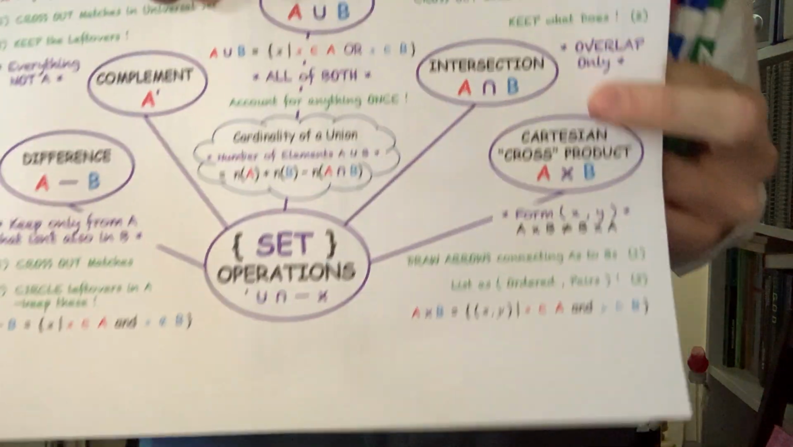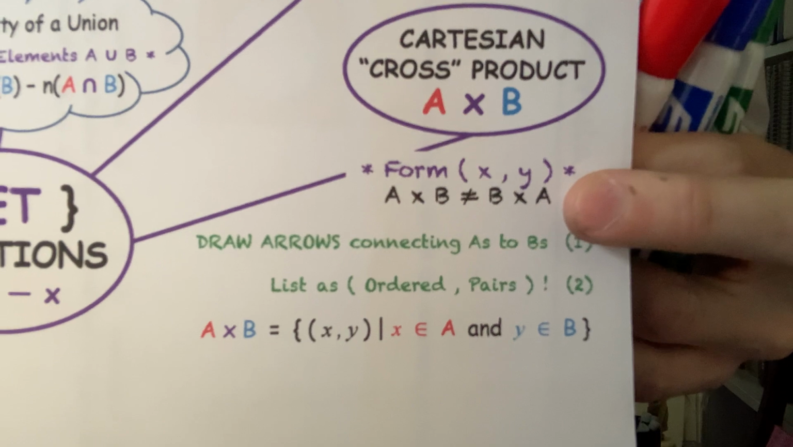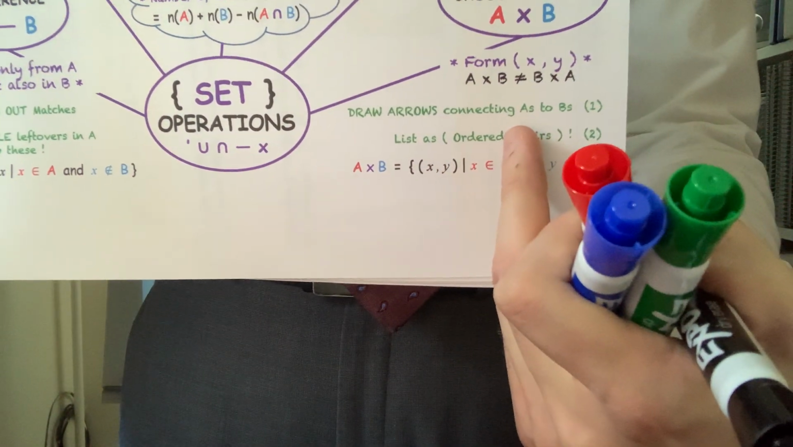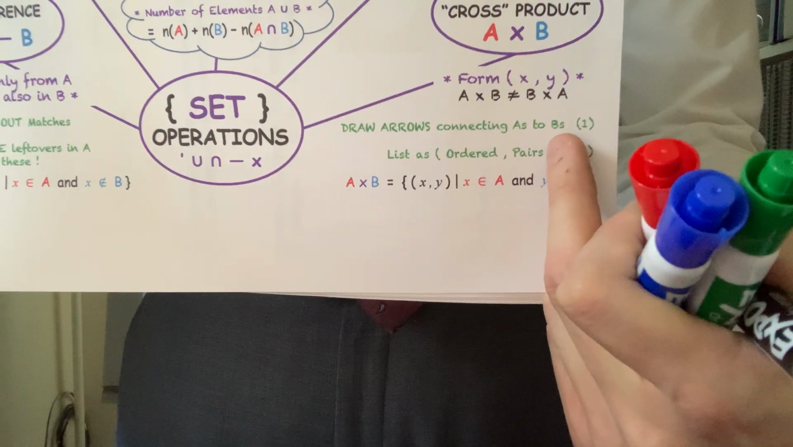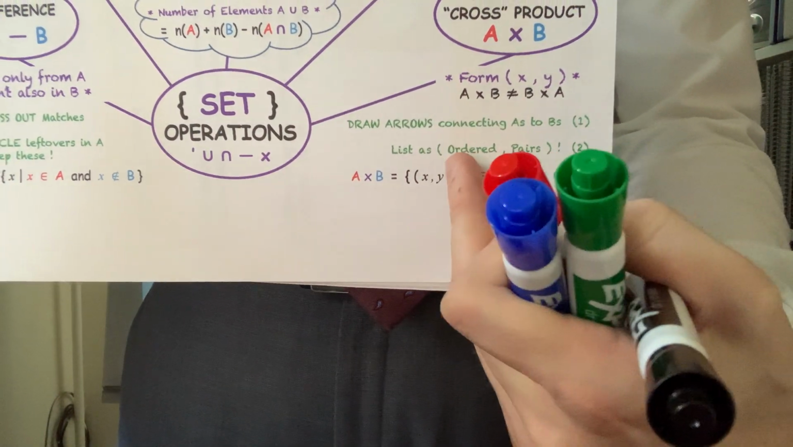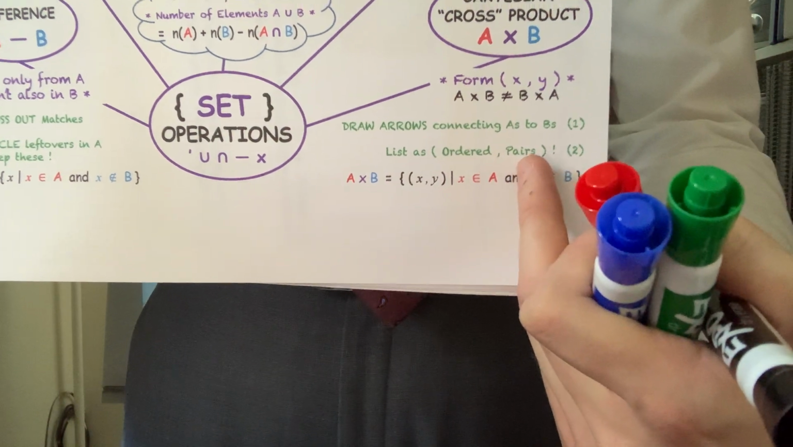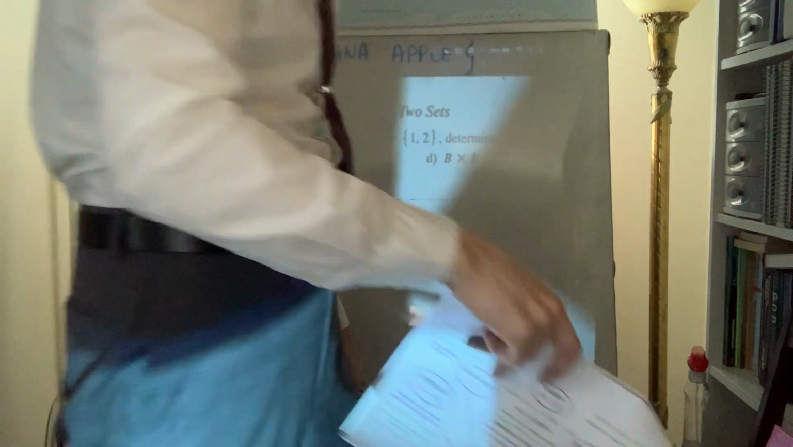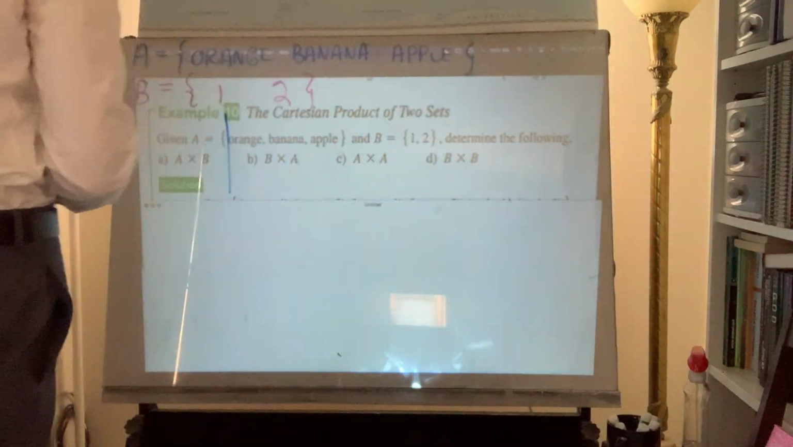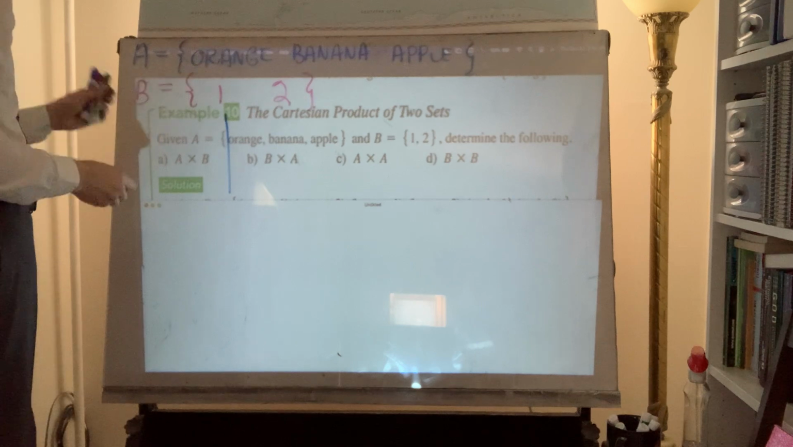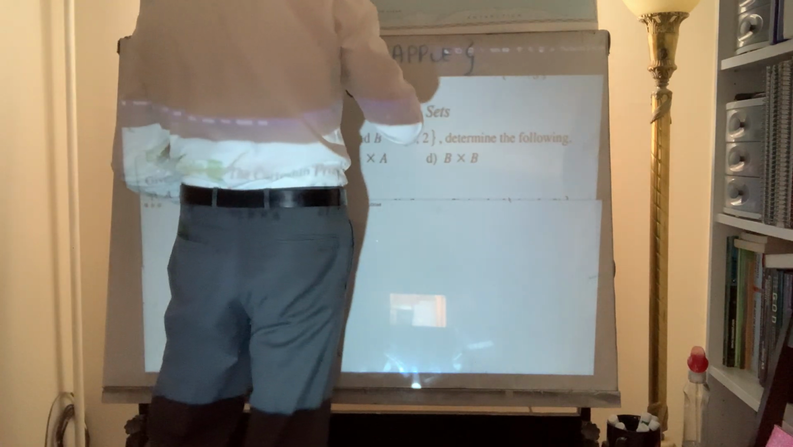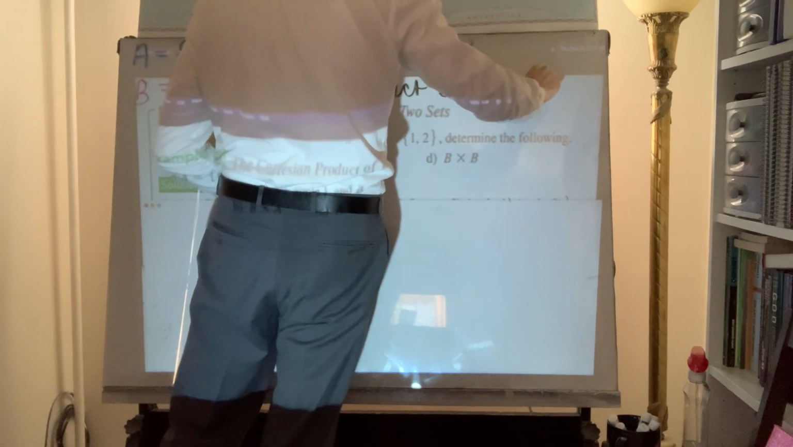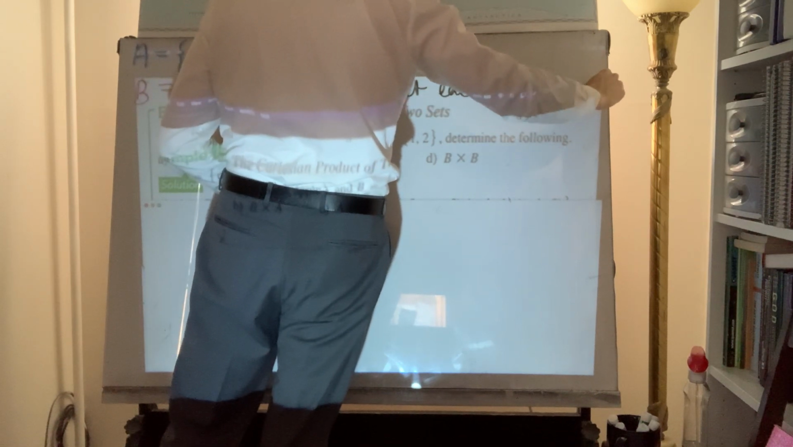If you're looking to form ordered pairs, try to draw arrows connecting A elements to B elements, and then list them in little parentheses separated by a comma like this. List them as coordinates, if you will. Ordered pairs is the more technical way of referring to it. So that's colloquial. So each A to each B in that order.